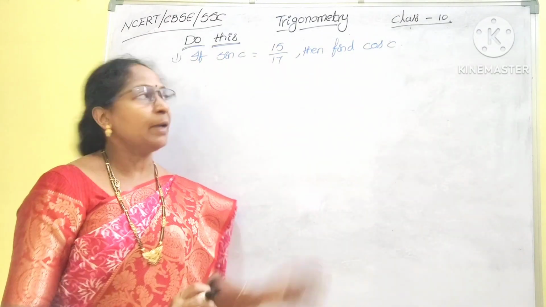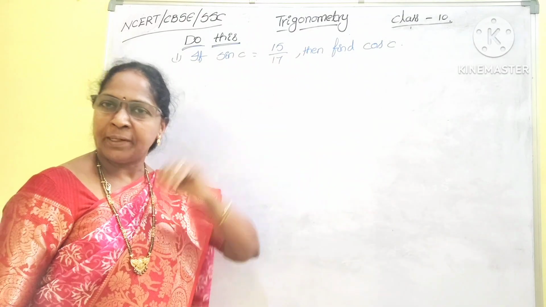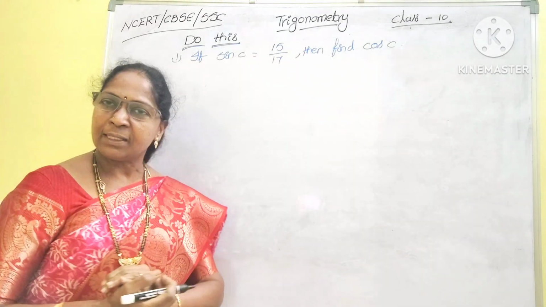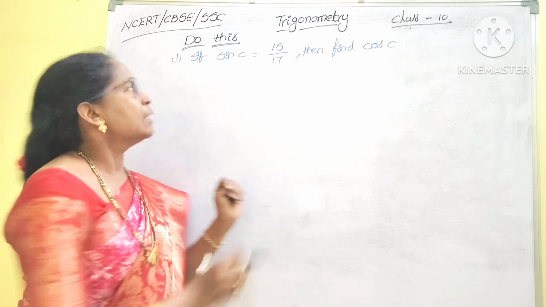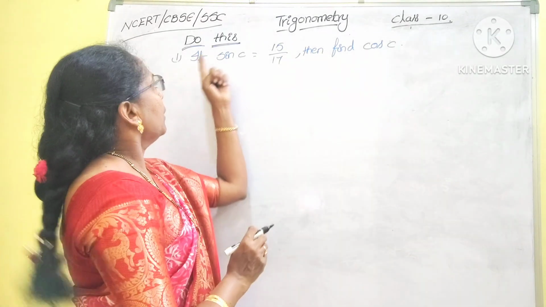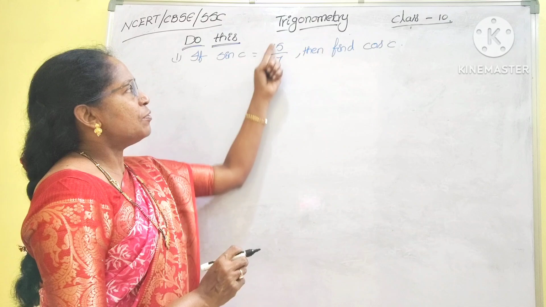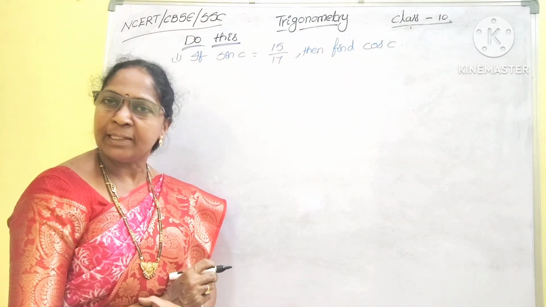Today in this video, I am going to explain the trigonometry chapter. In this, do the sums, try the sums, think and discuss some sums. Now, let us start. Do this. If sin c equals 15 by 17, then find cos c.